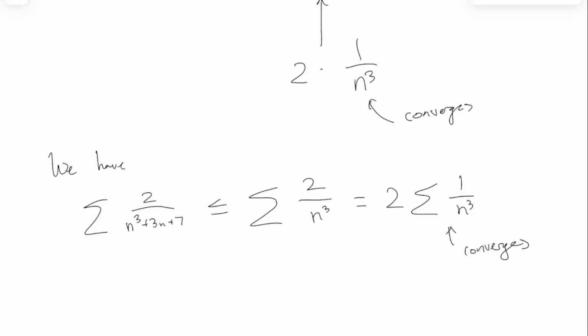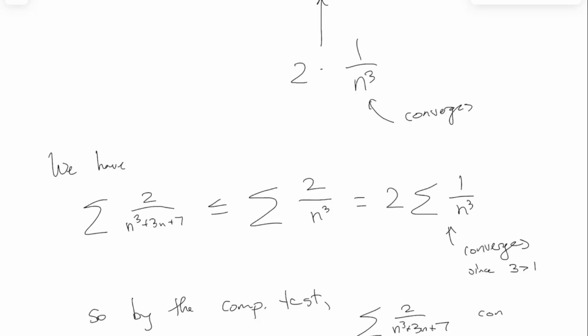That converges because, remember, the p series converges whenever p is greater than 1, and here it's 3. So this converges since 3 is greater than 1. And so, by the comparison test, our original series also converges. N cubed plus 3n plus 7 converges.